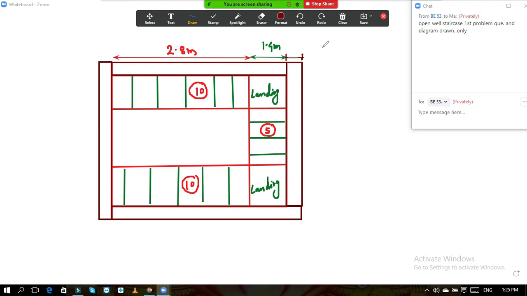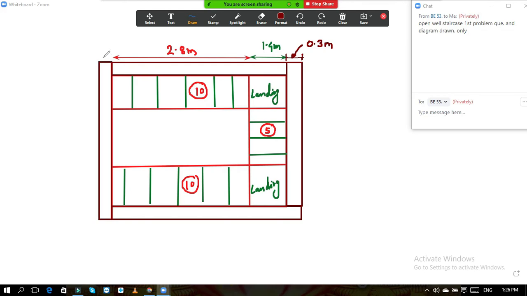This is 300. What is the width of support? Is it given in the problem, or is it given in the diagram only? You can assume it as 230, 300 mm, up to 450 mm if it is not given, and if it is given then let me know in the chat.